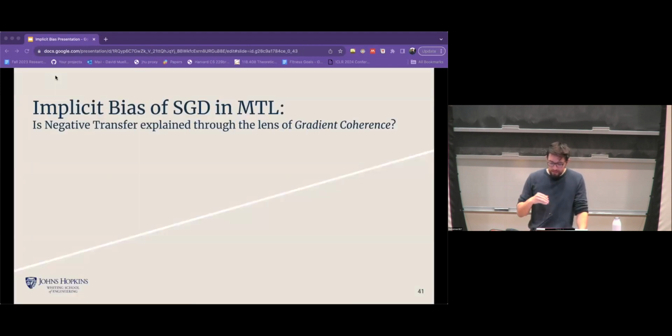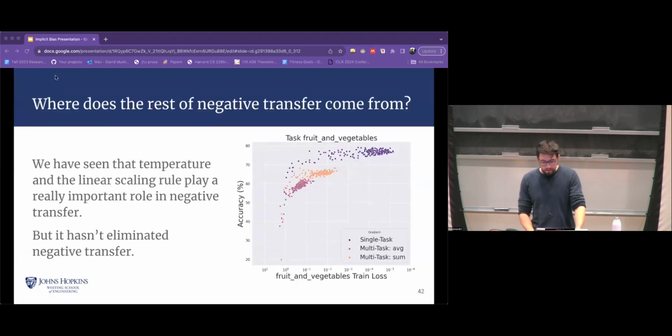Okay, so finally, I want to spend a bit of time digging deeper into this idea of implicit overfitting and how it relates to multitask learning. This is work that we've been doing recently. This is very new stuff. It's not in any papers that I've talked about. So we've seen that just tuning our hyperparameters with the linear scaling rule in mind can go a long way towards addressing negative transfer, but it's certainly not the case that we've completely eliminated negative transfer, right? Negative transfer still exists in some of the tasks.